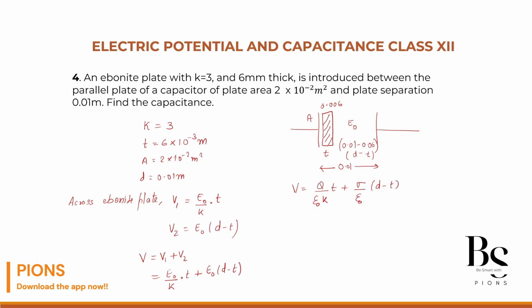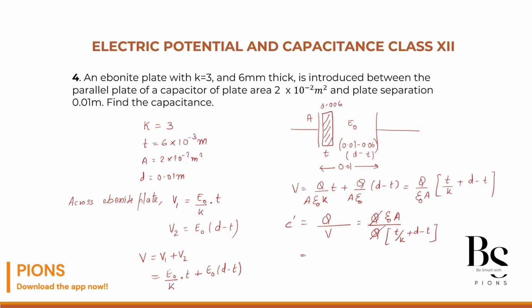And what is sigma? Just now I told you, charge upon area. So what will be the new capacitance? Charge upon this new voltage V. Before we write this voltage, let me take Q by epsilon naught A common, so that I am left with T upon K plus D minus T. Now let's substitute this value. It will be Q upon Q by epsilon naught A times T by K plus D minus T. Epsilon naught A goes up. Let's cancel Q with Q.